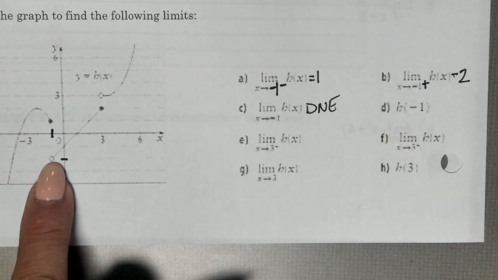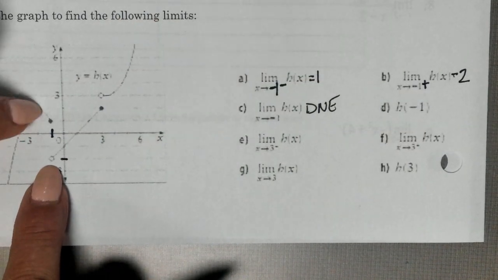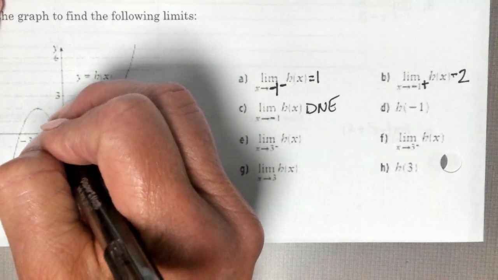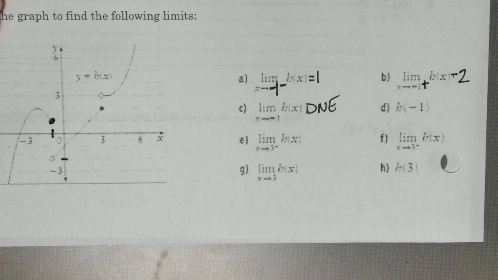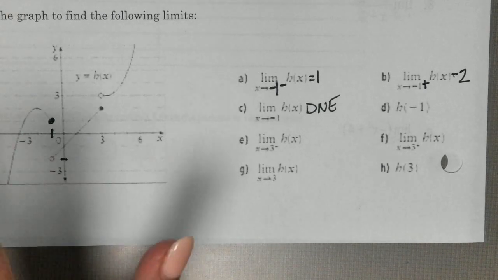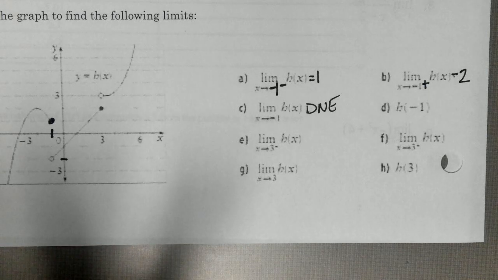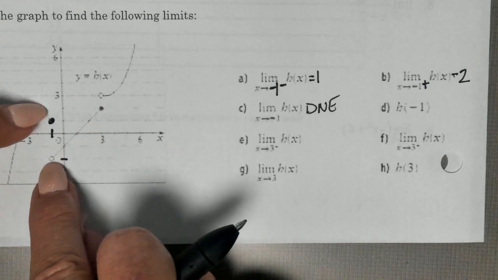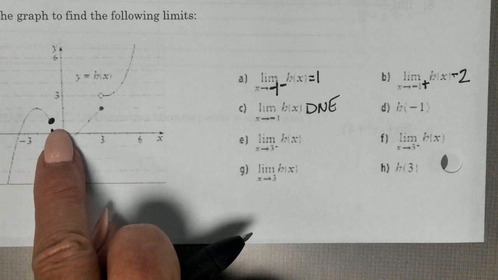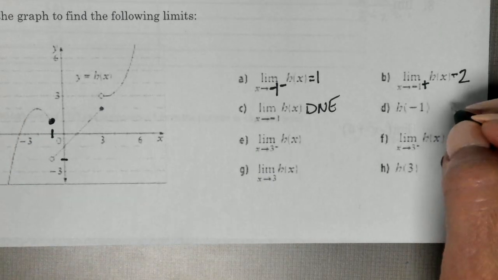So when I look over here, and this is a jump discontinuity, but notice you have this point filled in right here. That's your output. That is your solution. So it's different from the limit. Okay? The limit doesn't exist, but an actual value does, and the actual value is 1.